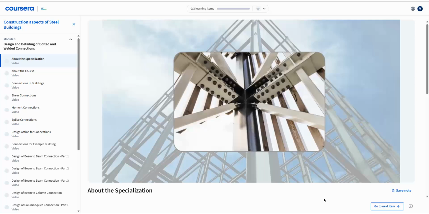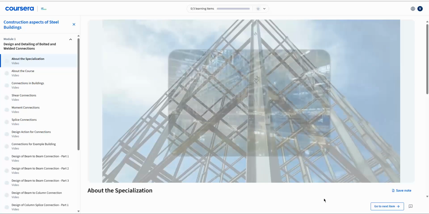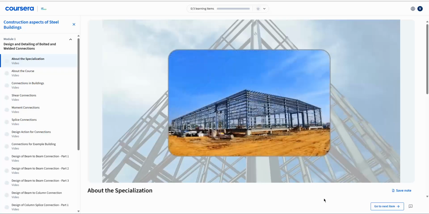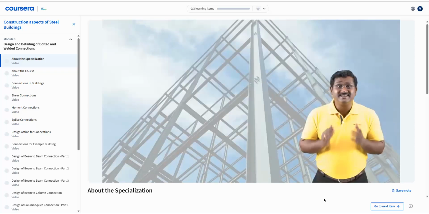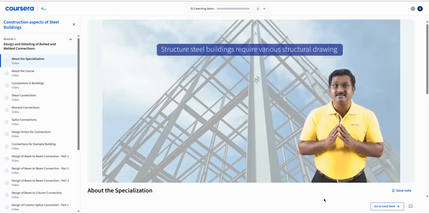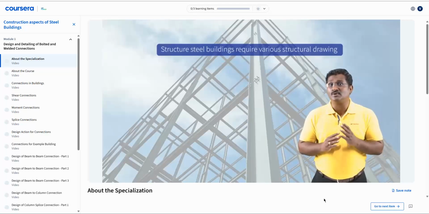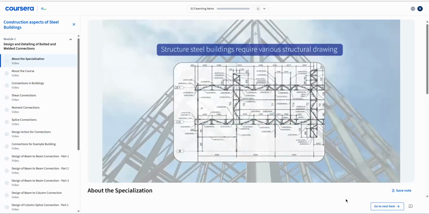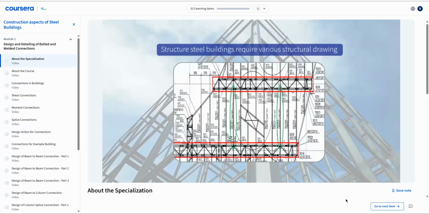in the example building. This course also briefly covers the design of industrial structures and its peculiarities. Once the design is completed, drawings are required for the construction of the building. We have briefly covered the various structural drawings required for construction of structural steel buildings like good for construction or GFC drawings, fabrication drawings, erection drawings, and various details covered in each of them.